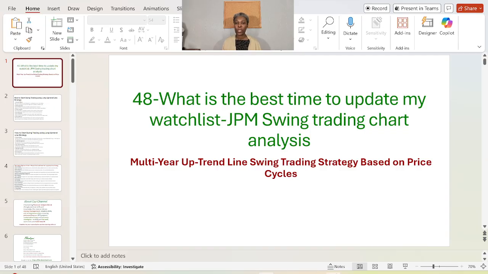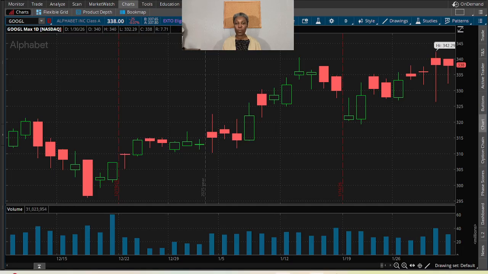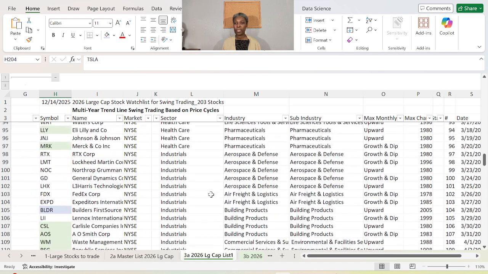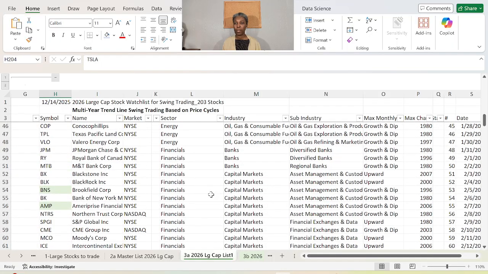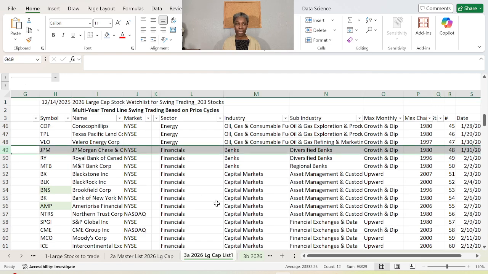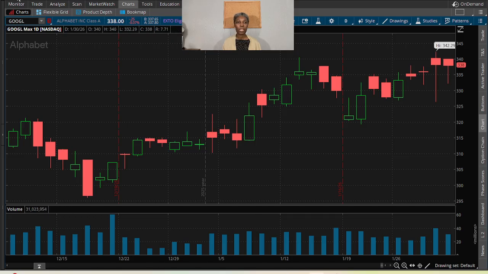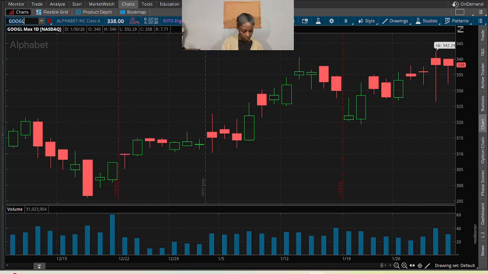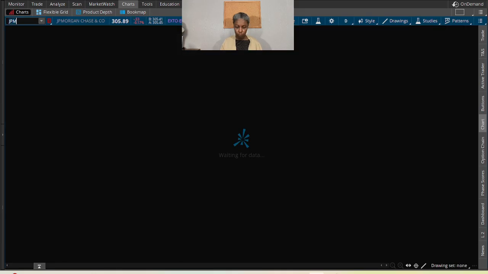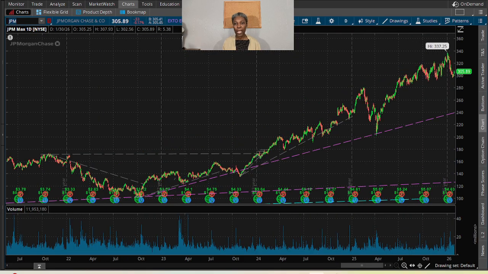So today we are going to analyze JPM to see if it's ready for me to buy. And today is January 31st 2026. Using the uptrend swing trading strategy and the maximum daily chart, JPM. Well, JPM is not ready for us to buy yet.